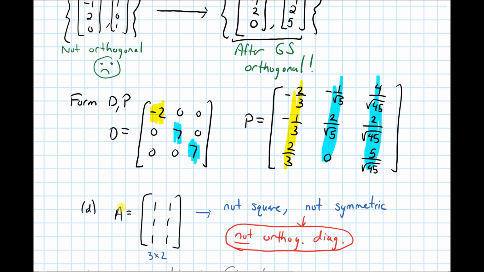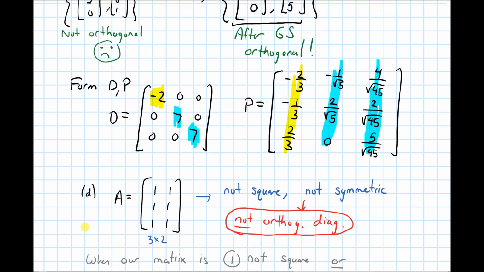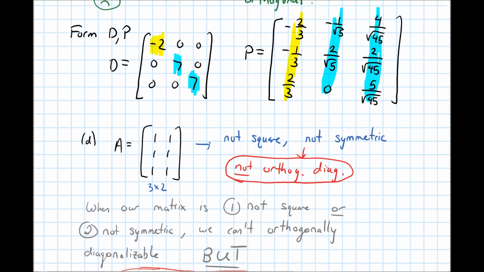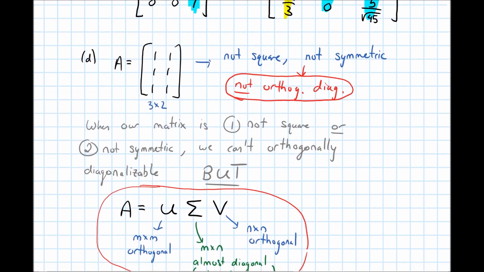But the reason why I wanted to include this example is to preview the kind of things that we can do with matrices like this. When our matrix is either not square, like this one, or not symmetric, and we've seen two examples of not symmetric ones, one like this in part D, and one in part B, we can't orthogonally diagonalize it. I said we can't orthogonally diagonalizable it, but I meant to say we can't orthogonally diagonalize it.